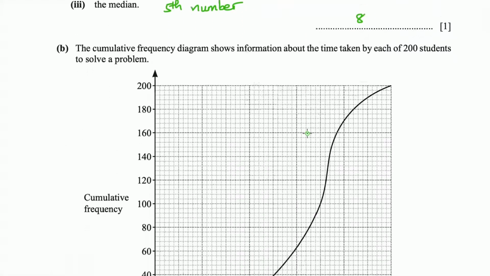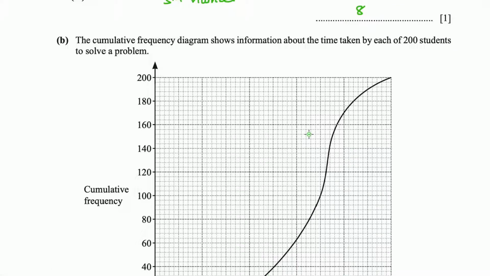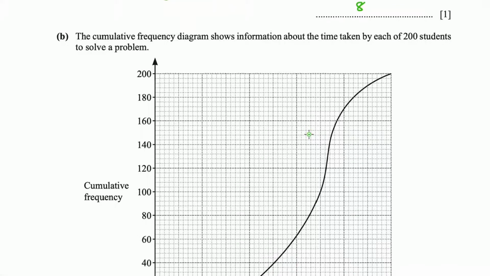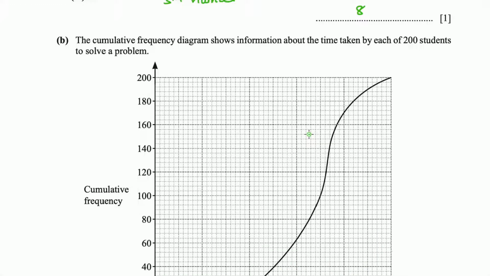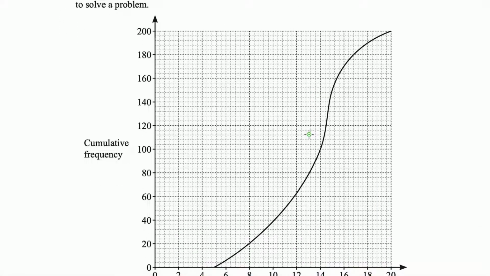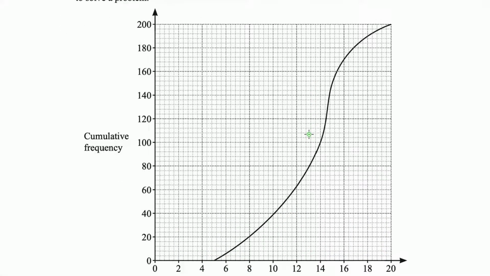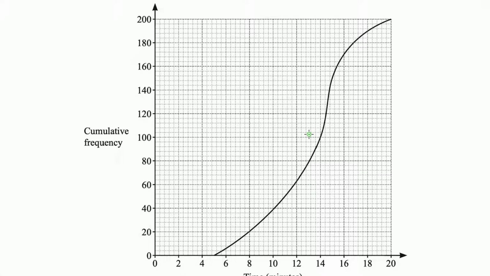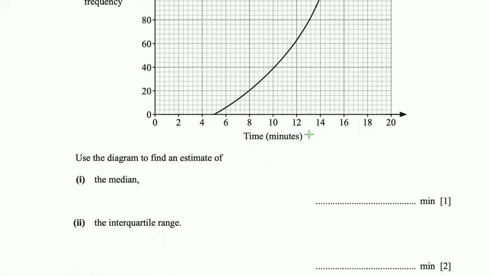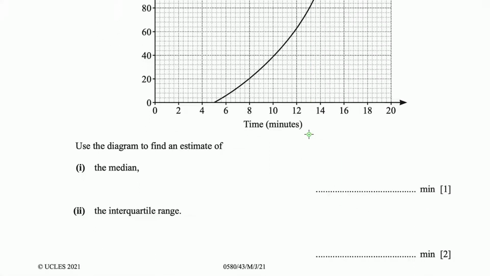Now B, the cumulative frequency diagram shows information about the time taken by each of 200 students to solve a problem. Okay, so this figure is showing the time taken by 200 students to solve the problem. So use this diagram to find an estimate of the median and the interquartile range. So let us find the median and the interquartile range.